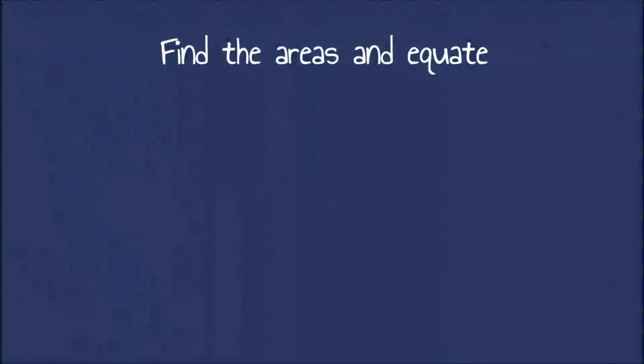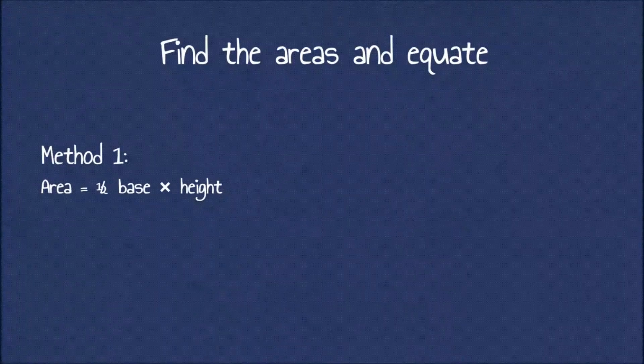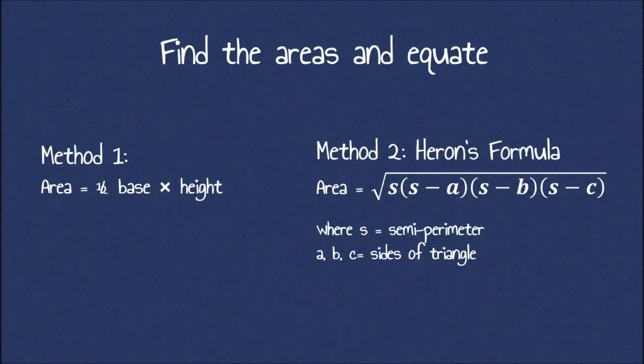Now to solve this question, we must find the areas and equate them. We can use the method where we find the area to be half into base into height. Of course, we can calculate the height by using Pythagoras theorem or some other way and then equate it. Or we can use method 2, Heron's formula for area. By using both these formulae and equating the areas, we will get an expression in terms of x, which will be a biquadratic equation. And nobody wants to solve that much, right? We don't have the whole life to solve this question.